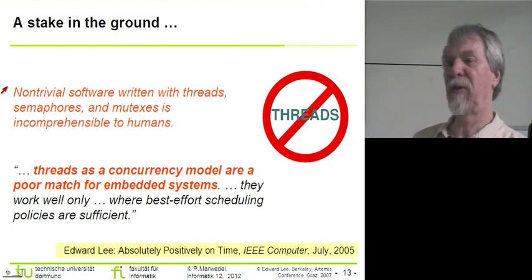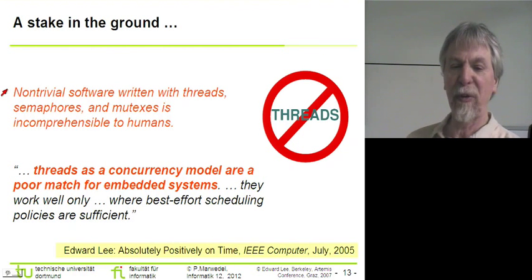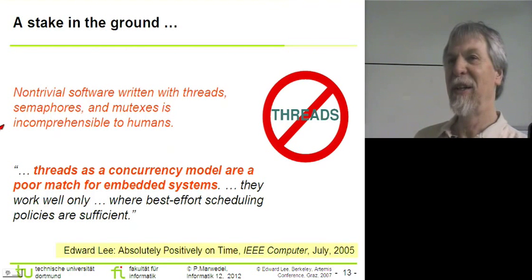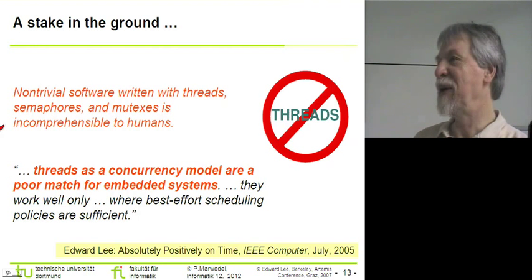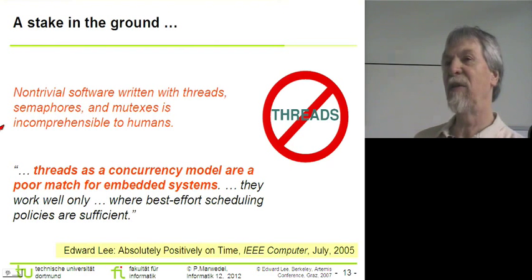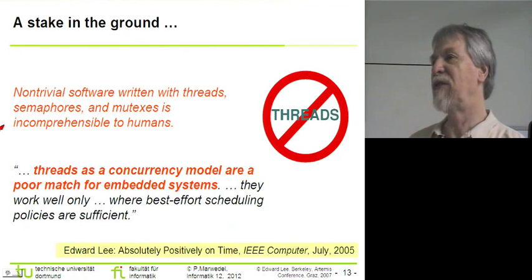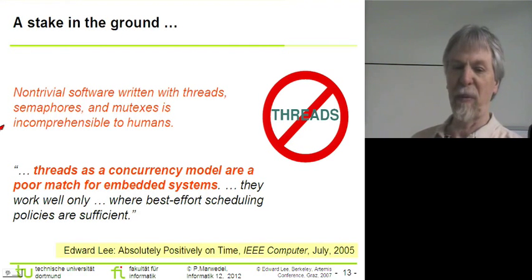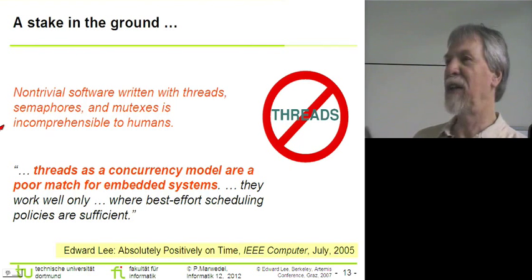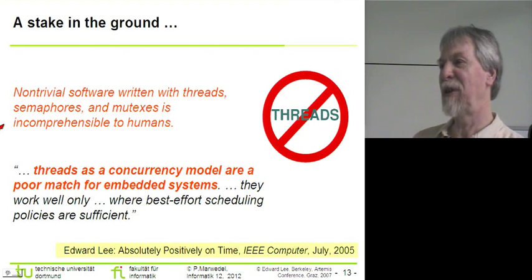Edward Lee came to the following conclusion. Non-trivial software written with threads, semaphores, and mutexes is incomprehensible to humans. Because you can see that there are many hidden problems that initially you did not expect. And I think it can very easily happen that you write such code and that in this code you are having serious problems. Edward mentioned that they had used this code for years, and then they had a demo at one conference, and then in the demo they had a deadlock, even though they had tried to very carefully analyze the code.